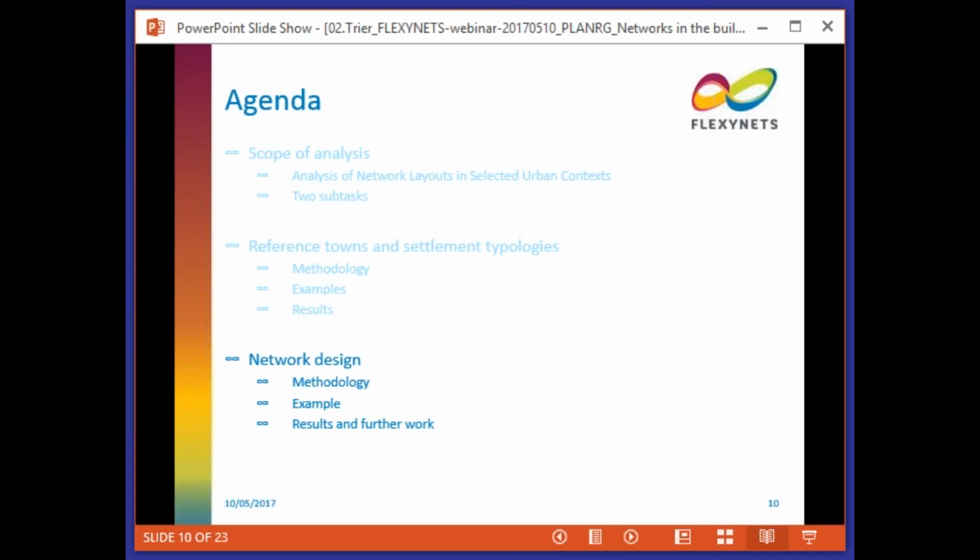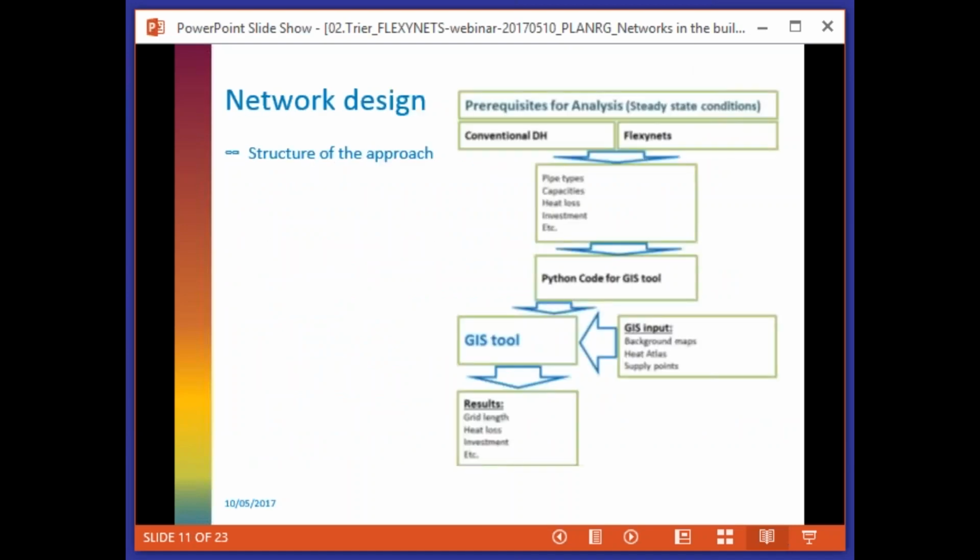Moving on to the next part of my agenda in terms of the network design. This is the structure of the network design approach, where we combine conventional district heating with the FLEXYNETS concept, because we feel that even though we might identify suitable configurations to make the FLEXYNETS concept feasible, we would like to avoid the question arising: why don't you just go for conventional district heating in this area? It might be even more feasible.